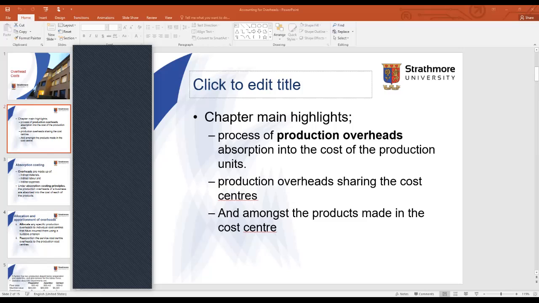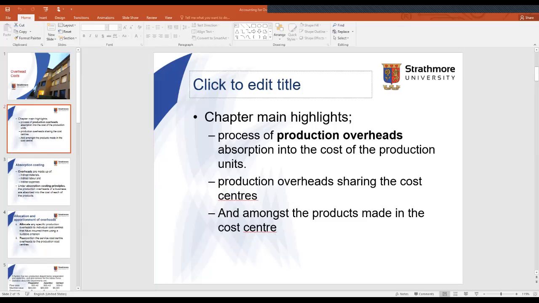So when it comes to the absorption costing method, as per the first bullet point there, we want to determine the process we use for absorption of this cost into the product cost when determining the cost of the product.